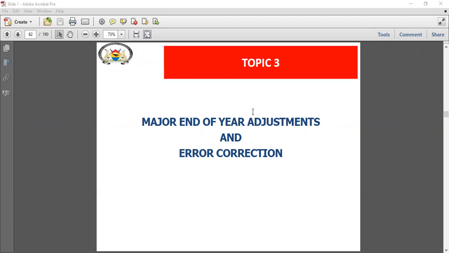Basically, financial accounting, we started with several topics, and we're on our journey. In the last class, we looked at errors, the correction of errors, and the different errors that affect the trial balance and those that don't affect the trial balance.